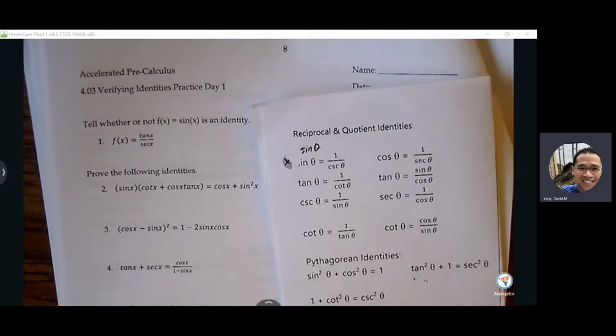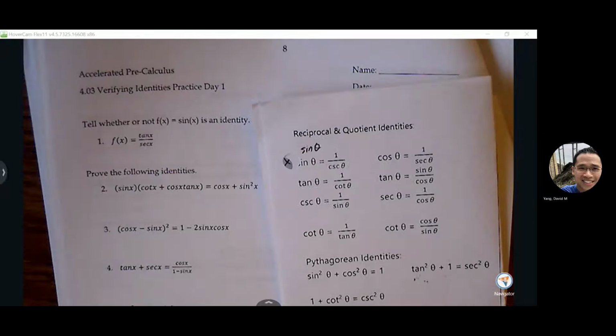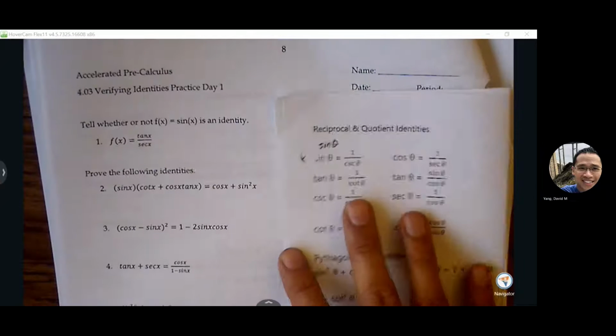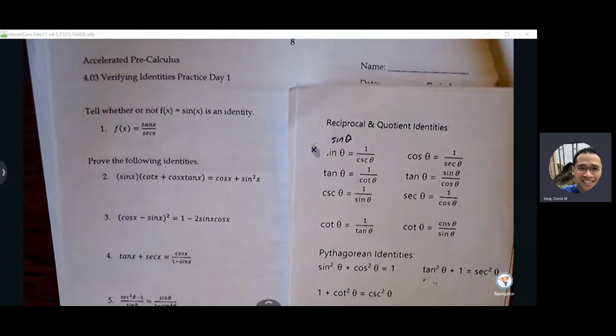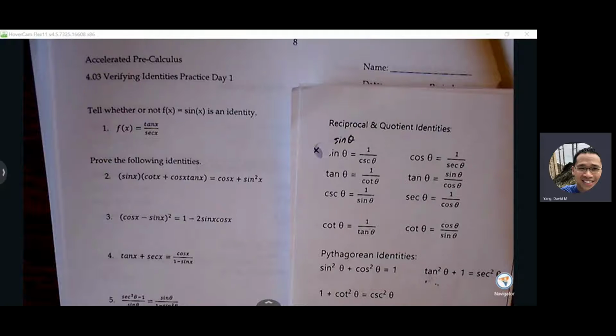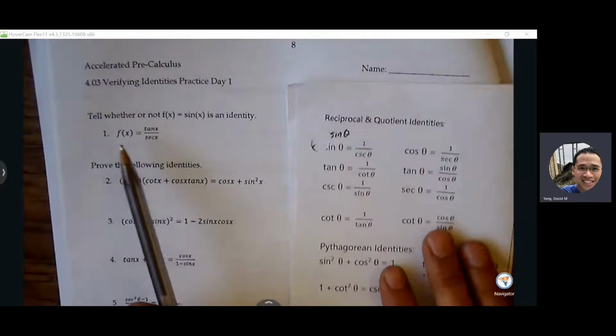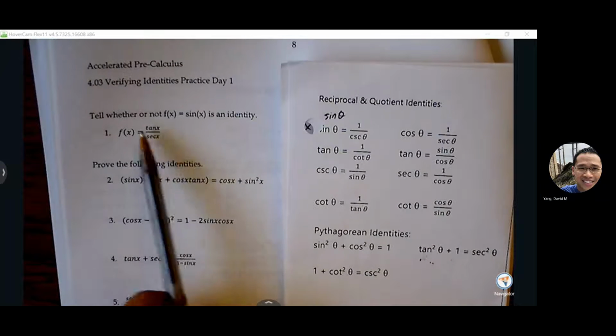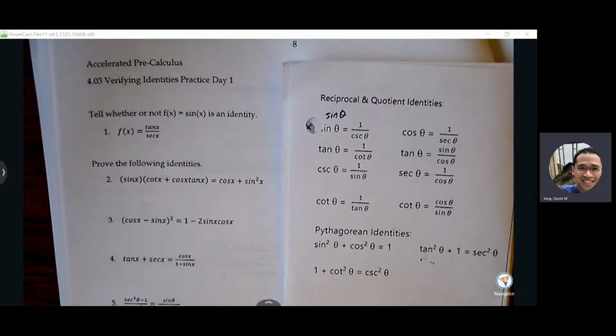We finished page 7, right? We finished all the odds. So I'm just going to work through these practice problems with you. Number one: tell whether or not sine x is an identity. All that means is somehow convert this fraction to work out these.